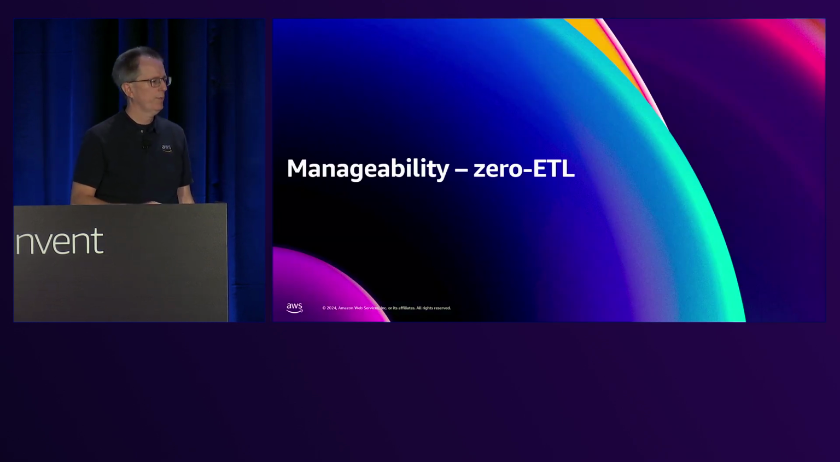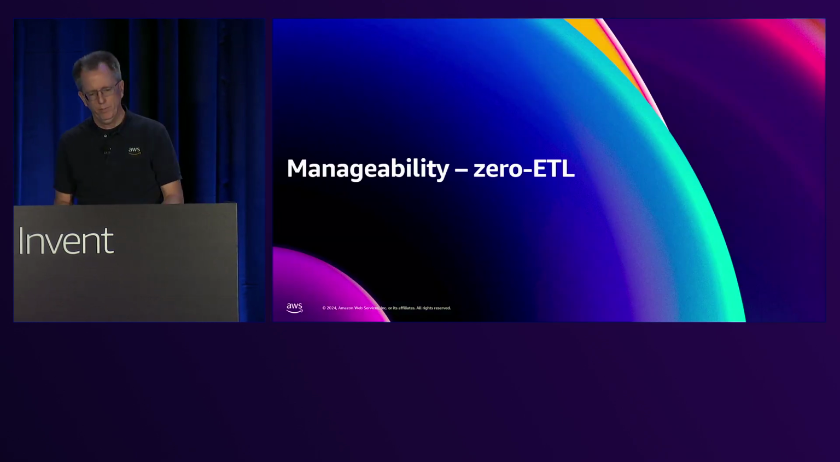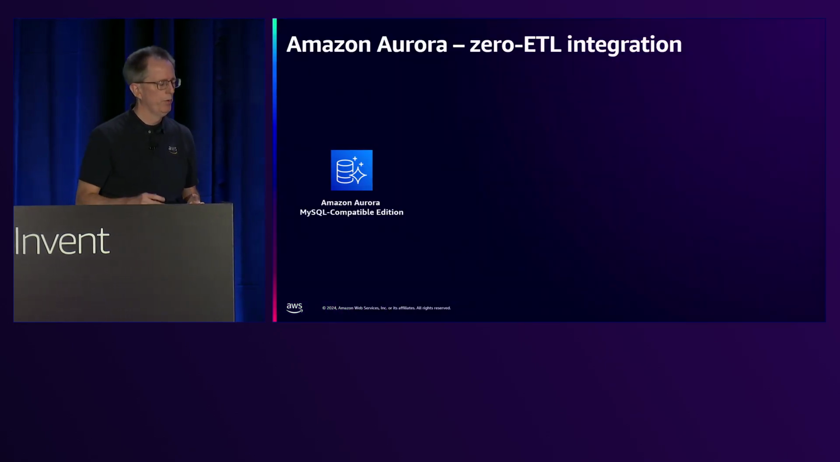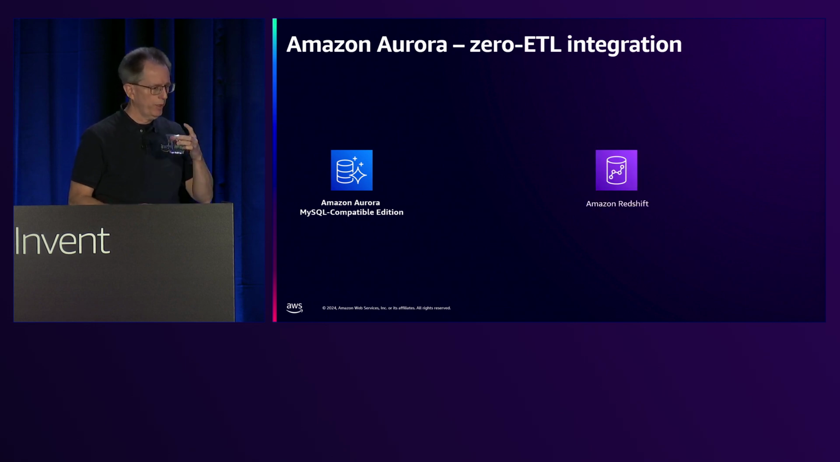The other area around manageability is Zero-ETL. Zero-ETL is a way to help you move data from Aurora, in this case, to Redshift. Normally you might use DMS, you might use a lot of different techniques.